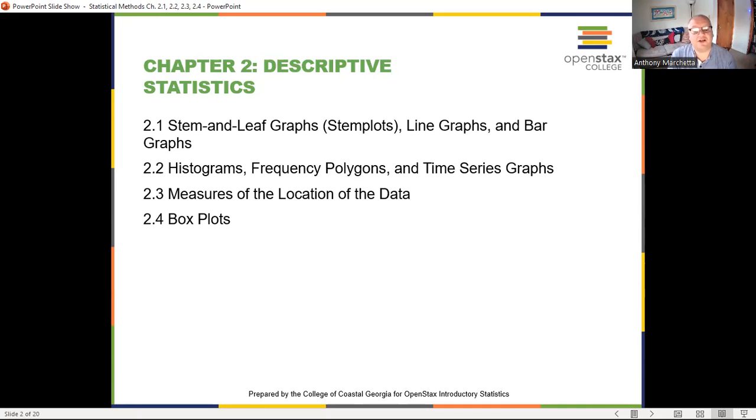Then 2.3 is measures of the location of data. It's an interesting lesson that most students at this point have never seen before. It's about percentiles and also quartiles. A lot of people have already learned about quartiles, but percentiles come into play in Chapter 2.3. And then Chapter 2.4 is box plots, which is a really great enrichment and application of quartiles. So we have 4 really great sections here that we're going to work through.